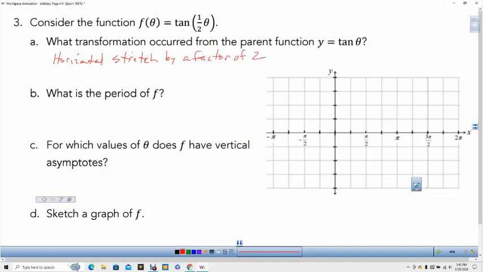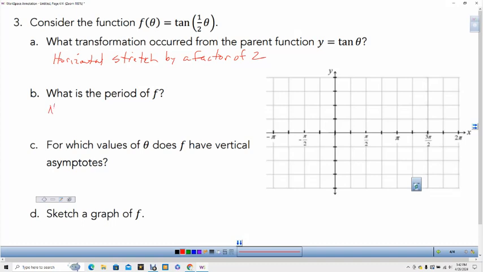Now remember, if it's inside, it's going to be opposite what we would think. Here we would think it would get smaller, but remember, since it's inside, it's going to be the opposite. Remember, when we go to find this period in part B, what's going to happen to it? We're going to divide by 1/2, which is the same thing as multiplying by 2. So that's where we get a horizontal stretch by a factor of 2.